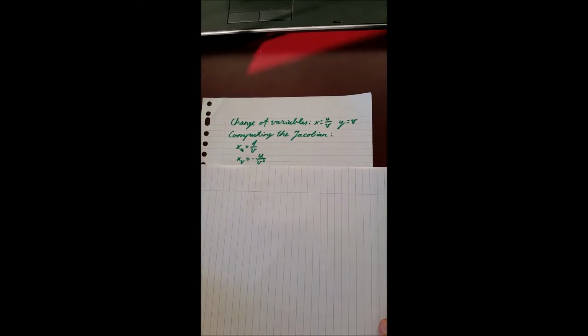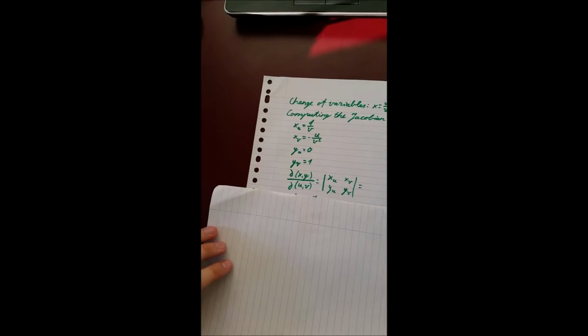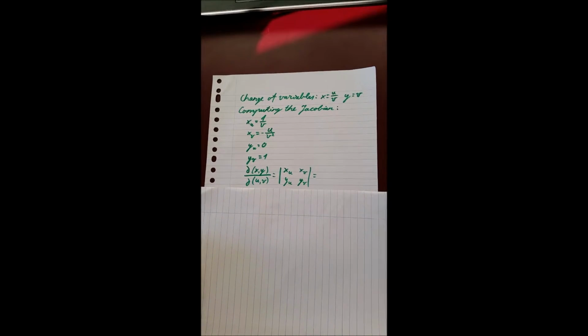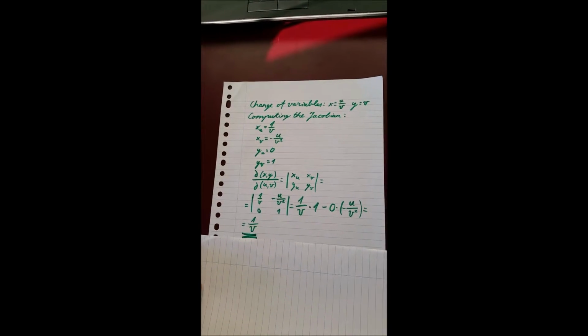So we're going to find the Jacobian of the transformation x is u divided by v, and y is v. Well, first we have to change some variables. From here we can compute the Jacobian: first we take the partial derivative of x with respect to u, then the partial derivative of x with respect to v, the partial derivative of y with respect to u, and the partial derivative of y with respect to v. We put this in matrix form, calculate the determinant, and in the end we get the value 1 divided by v.